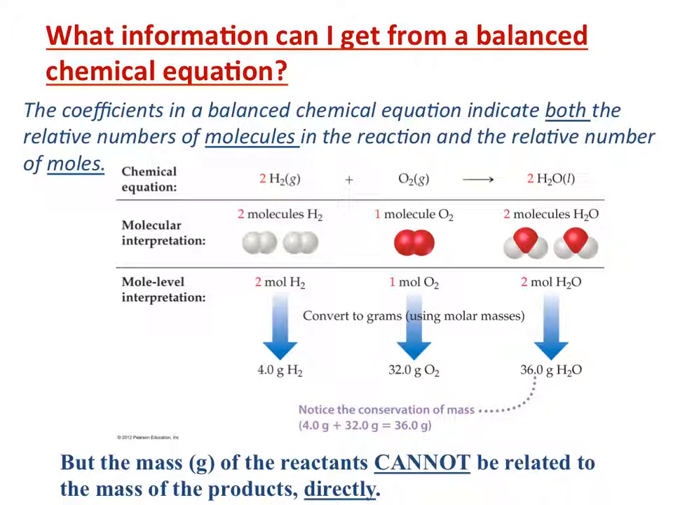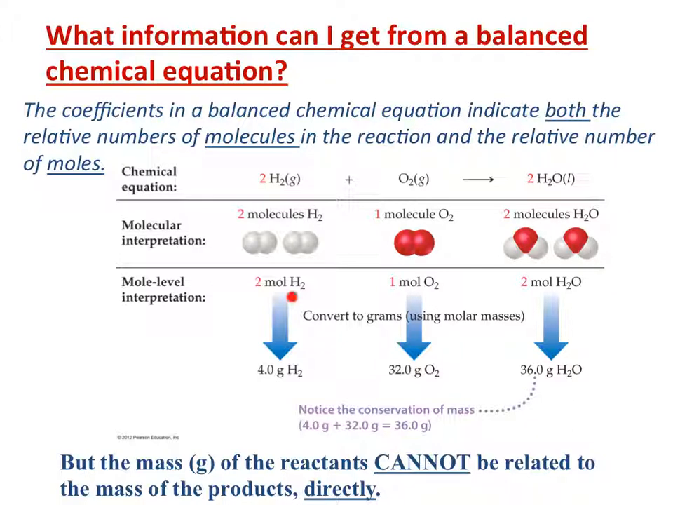Well, we can think about this at the molecular interpretation, where that means that we have 2 molecules of H2 gas, so 1 and 2. We have 1 molecule of oxygen gas reacting, and that's going to produce a total of 2 molecules of water. But we could also talk about this at the mole level interpretation, where we have 2 moles of H2, where this coefficient of 2 really just means 2 moles of H2 would react with 1 mole of O2, and that can produce a total of 2 moles of H2O.